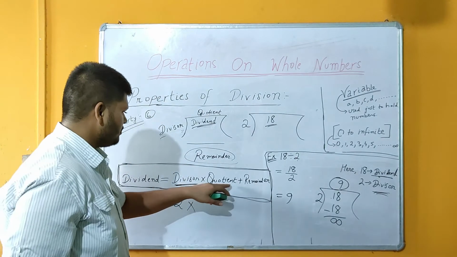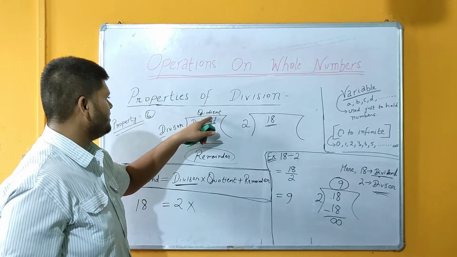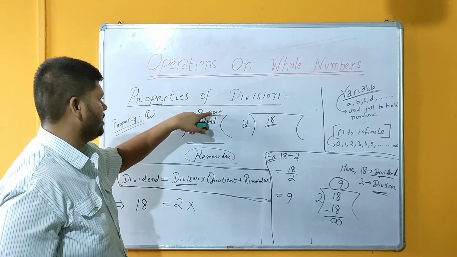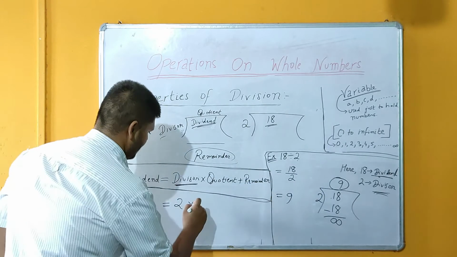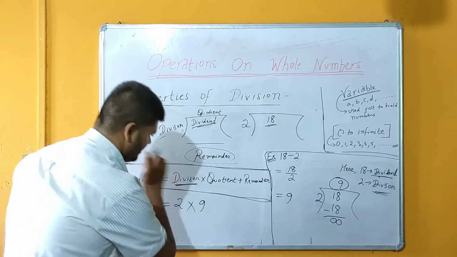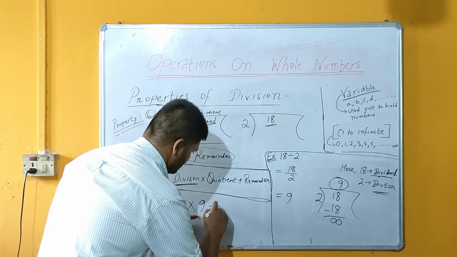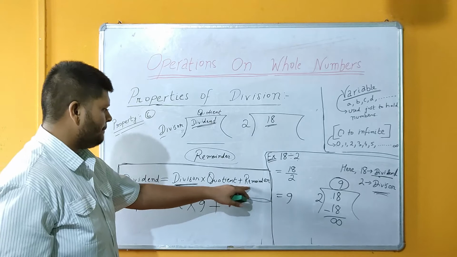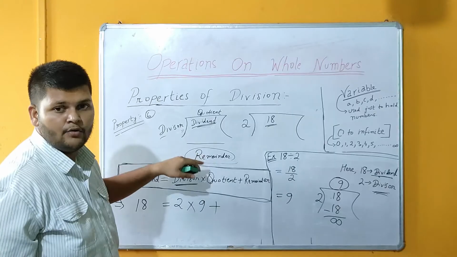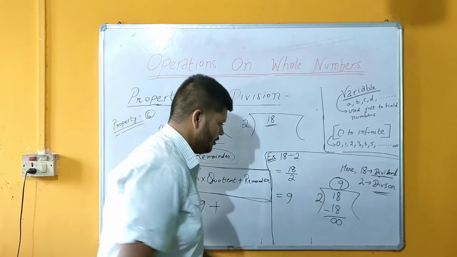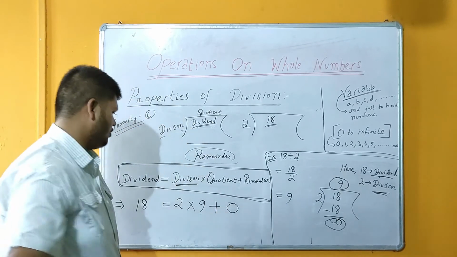What about the quotient? Here we got the quotient as 9, because anything we write on the top of this structure is considered the quotient. So here the quotient is 9. Simply we will multiply this 2 into 9. Again, we see the plus symbol is there. What about the remainder? Anything we write below this structure will be considered the remainder. So here the remainder is 0. Simply we will write 0 over here.